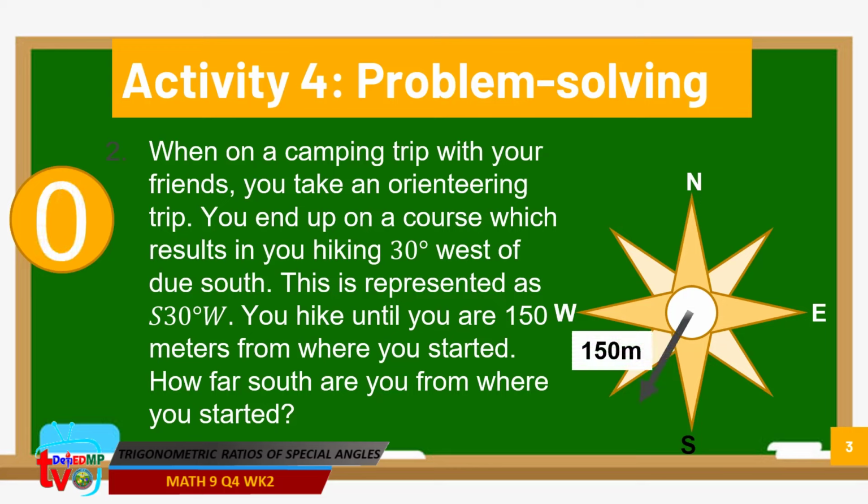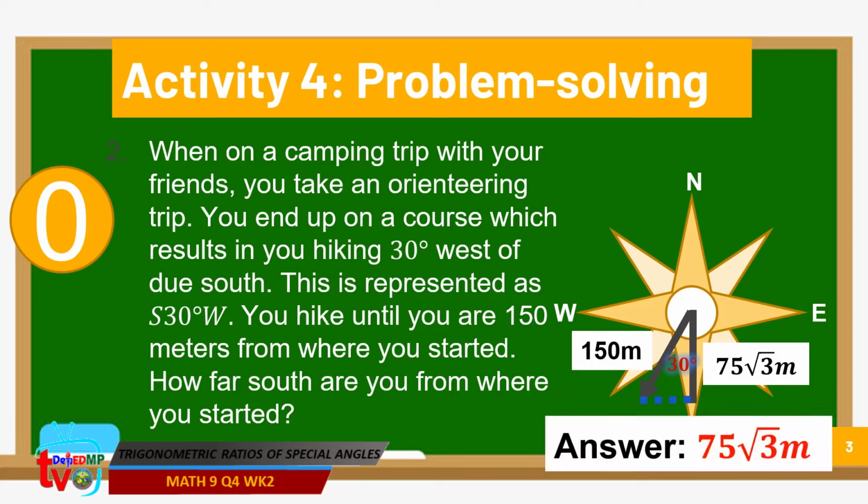And the answer is 75 square root of 3 meters.